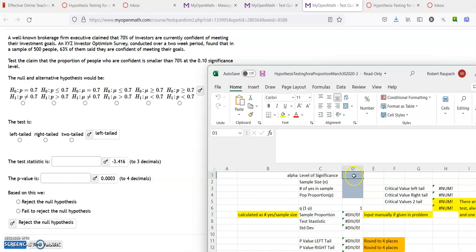Okay, so level of significance 0.10. Sample size 500. Number of yeses blank, you do not need it because they gave you the sample proportion, so you do not need to enter anything here. The population proportion is 0.7, and the sample proportion, which you must enter manually because they gave it to you, you enter here.